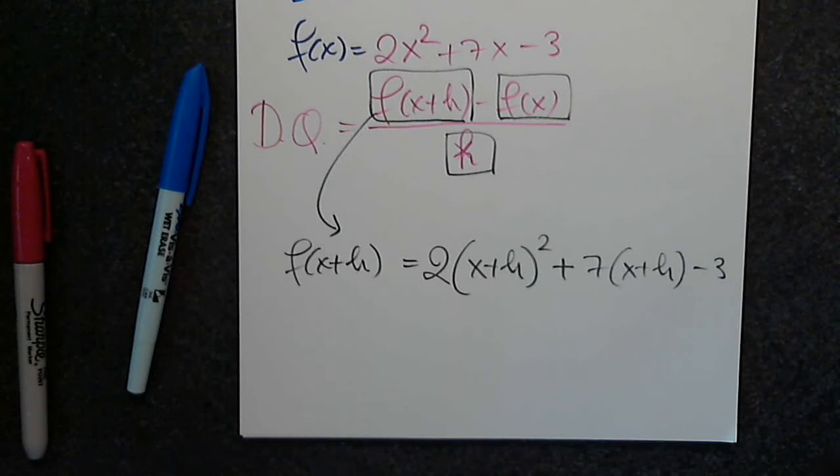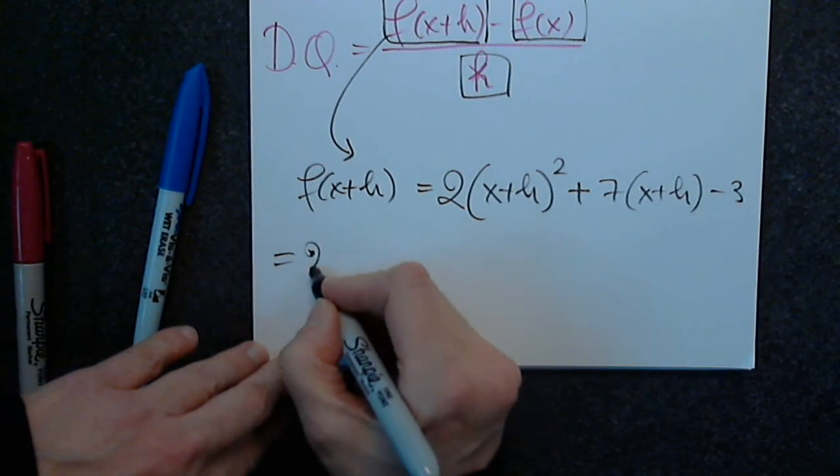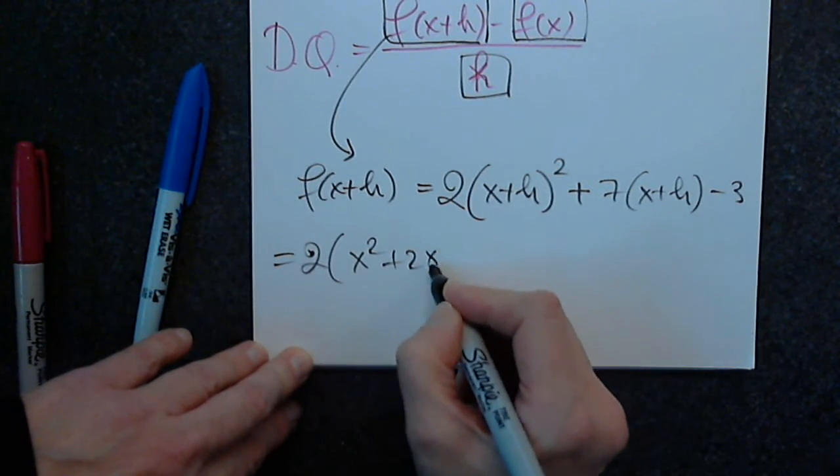Now we have to dig deep. We are looking at this, and we are trying to identify what is the next step. How do I simplify this? Where do I start? How do I apply the order of operations? What do I do next? It's going to be 2 times parentheses x squared plus 2xh plus h squared.